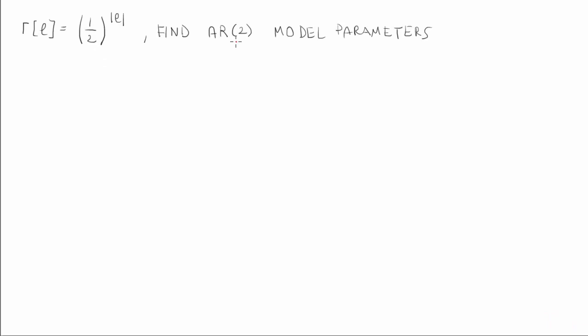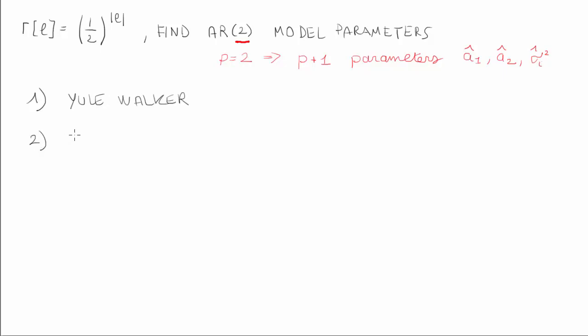But since the model order is 2, we need to estimate p plus 1 parameters. And these p plus 1 parameters are A1, A2, and the variance of the input noise. In this Pencast, we will show how to obtain these model parameters by two methods. The first method is by using the Yule-Walker equations, and the second method is by using the FIR Wiener solution for the one-step linear predictor.